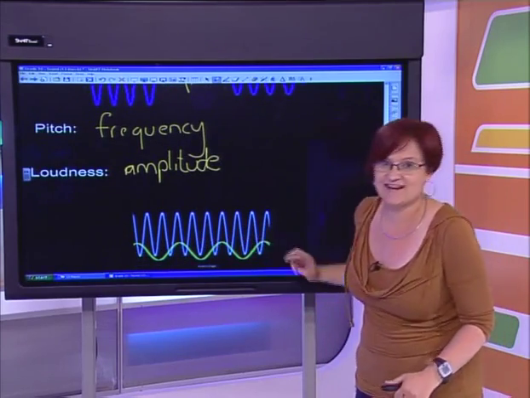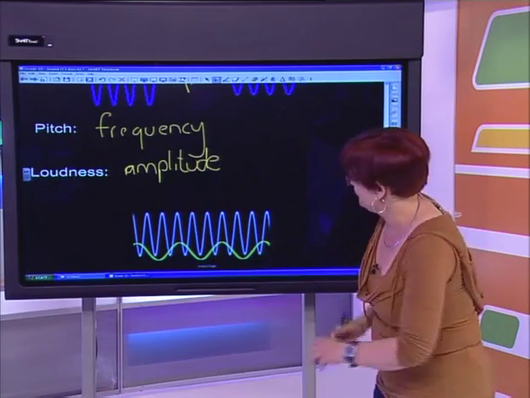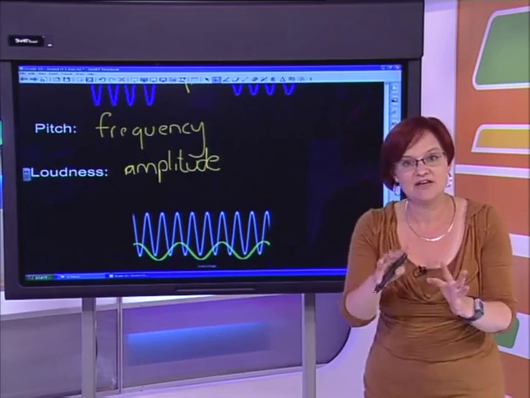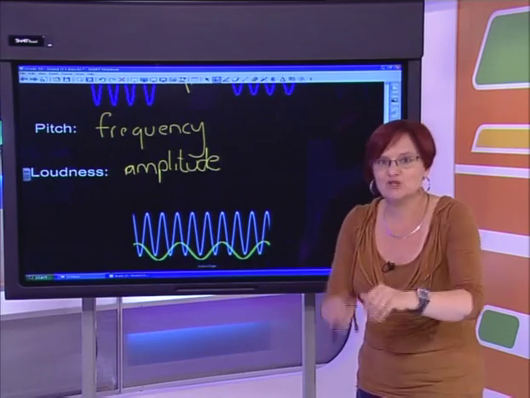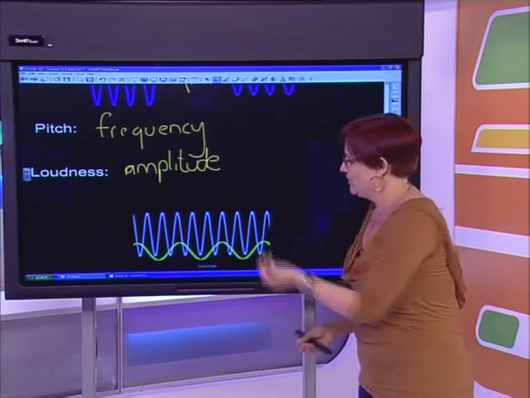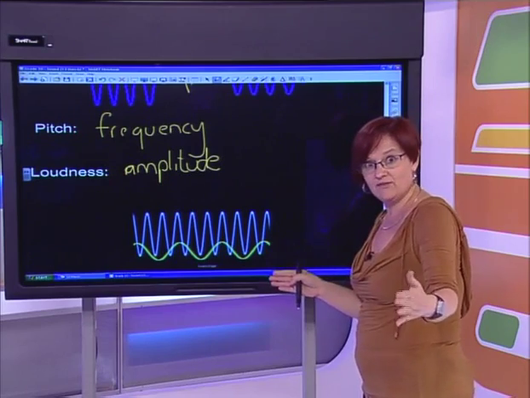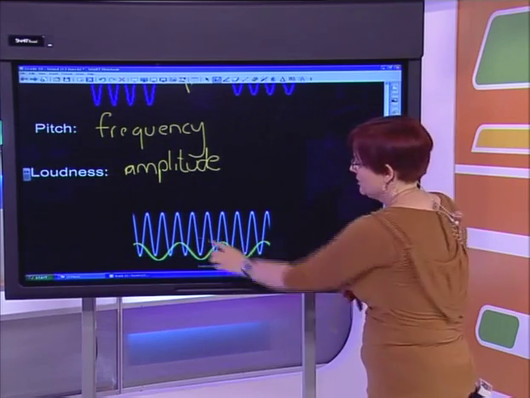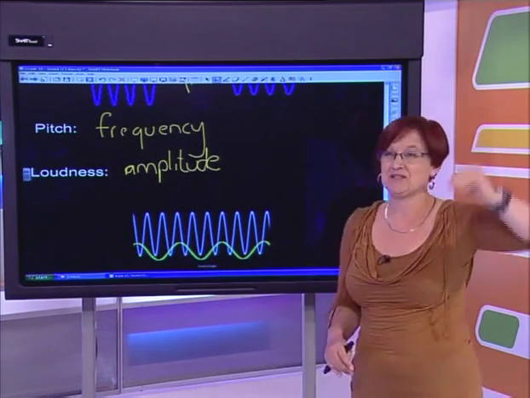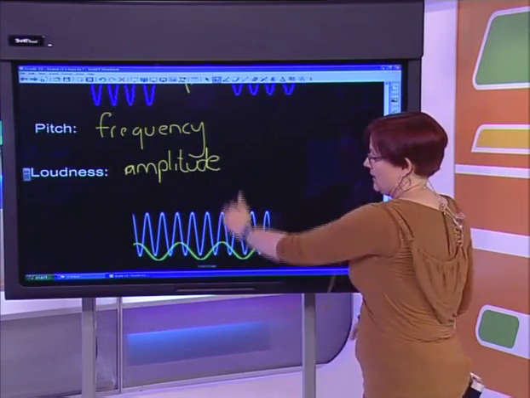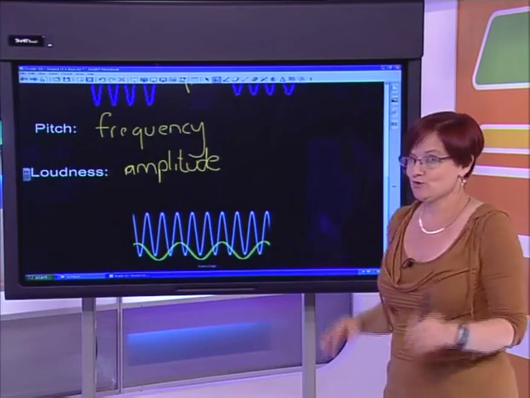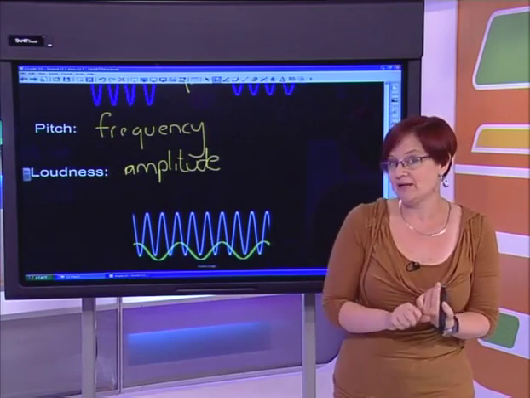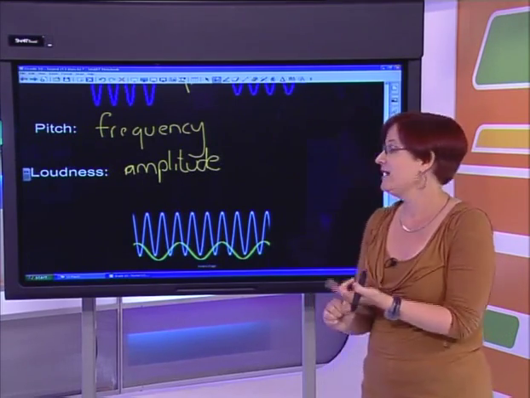Now, this is quite a nice diagram, because now I've got two waves on top of each other, and the green one is a low pitch, soft sound, because it's a long wavelength, but it's small amplitude. My blue wave is a high pitch, loud sound, high amplitude, high frequency. Okay, so you've got the difference. Frequency has to do with pitch. Amplitude has to do with loudness.